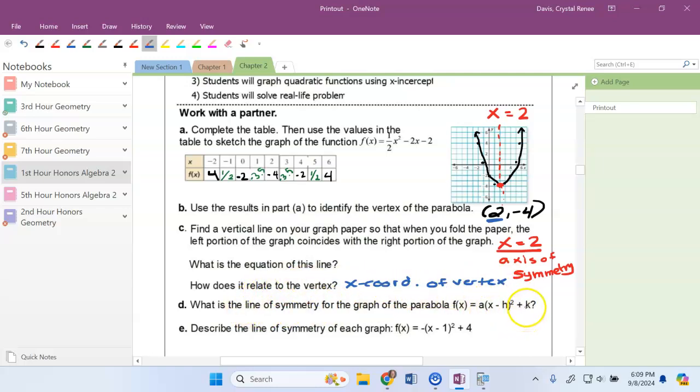Now let's think of this in terms of transformations. Okay, we're moving right h and up k. And if all that we're worried about is the x coordinate, then we're worried about the right h. So the graph of this would be x equals h, whatever that h is. And then describe the line of symmetry for this. The line of symmetry would obviously be x equals 1.